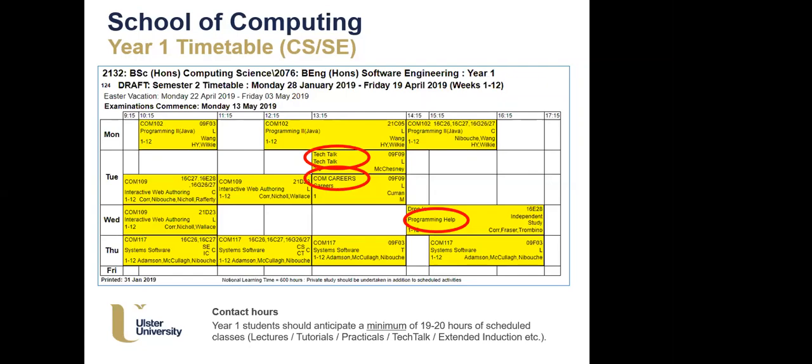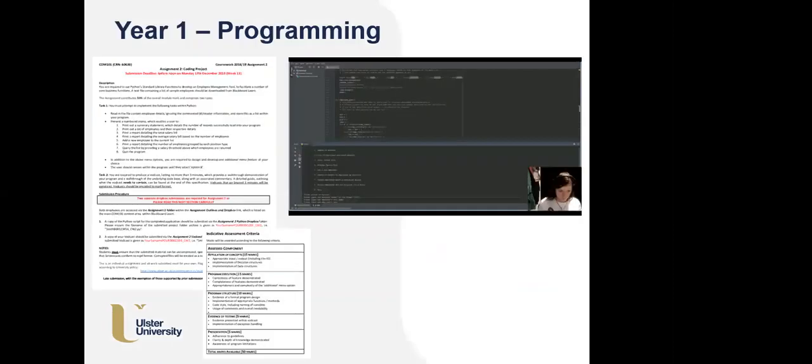And we run a series of tech talks every week where we have industrial speakers come along and talk about various issues related to the sector or new developments that they are engaging with. In terms of assessment, I just want to show you 2 or 3 examples here.